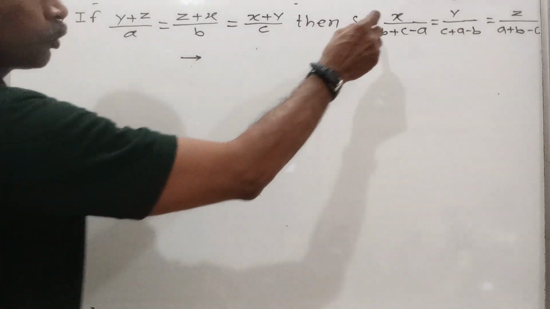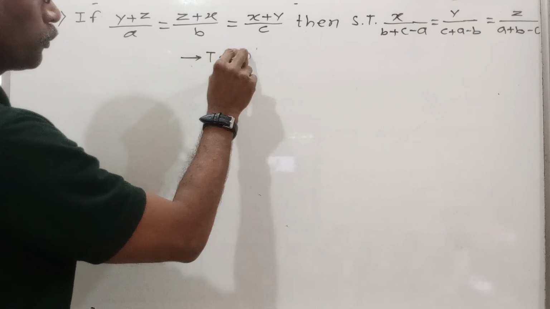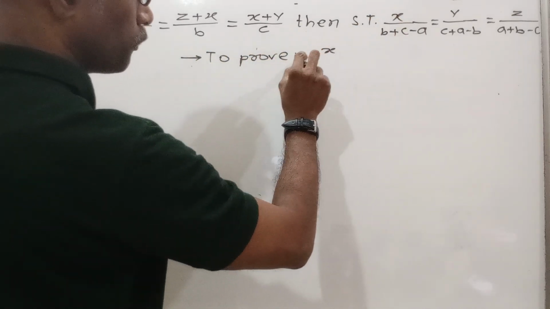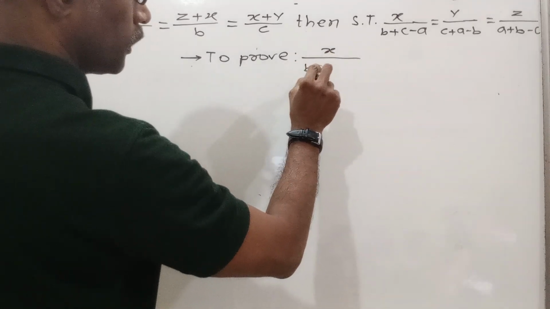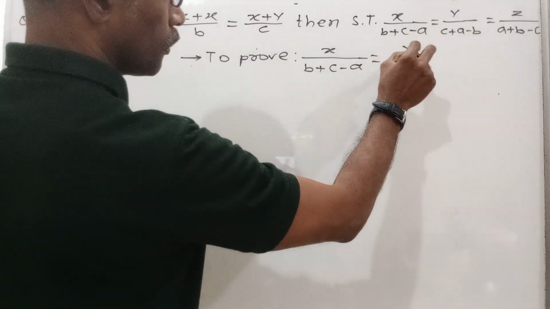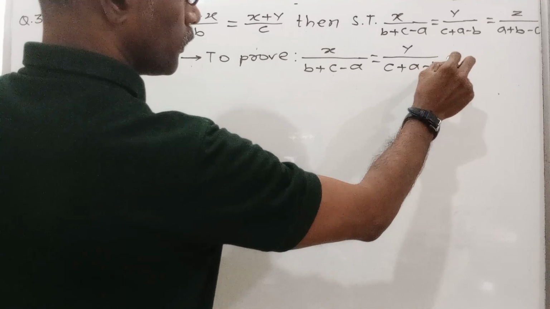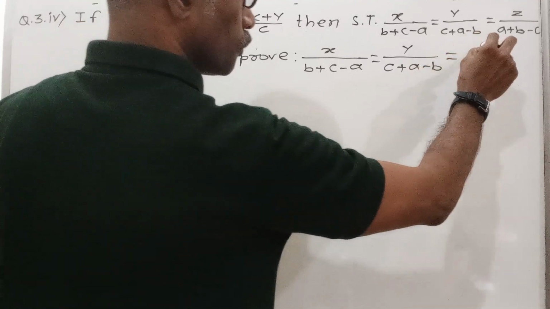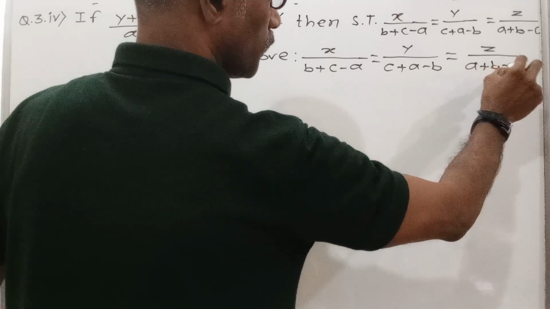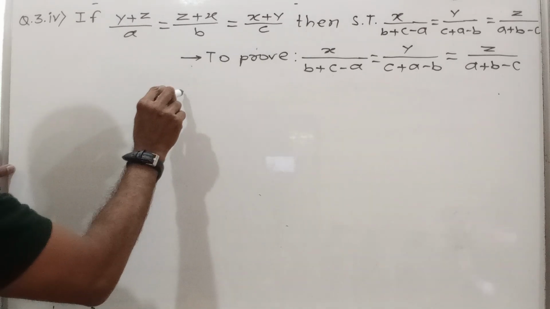Now this is our to prove. Show that means to prove. See this to prove: x upon (b plus c minus a) is equal to y upon (c plus a minus b) is equal to z upon (a plus b minus c). Now proof.